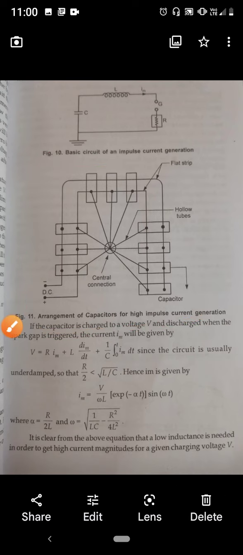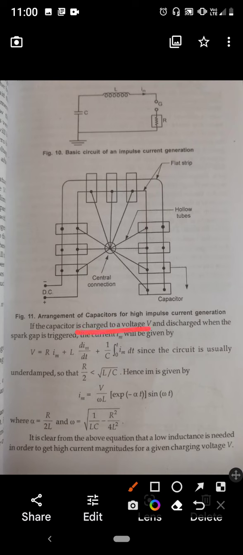Now we come to the equations of the basic impulse current generator. We know there are three elements in the circuit: capacitor bank, inductor and resistance, the test resistance. Here you can see, if the capacitor is charged to voltage V and discharges when the spark gap is triggered, the current Im will be given by.